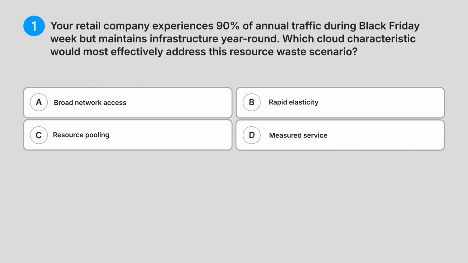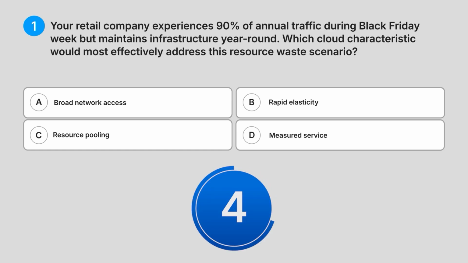1. Your retail company experiences 90% of annual traffic during Black Friday week, but maintains infrastructure year-round. Which cloud characteristic would most effectively address this resource waste scenario? A. Broad network access. B. Rapid elasticity. C. Resource pooling. D. Measured service. Can you guess the answer?